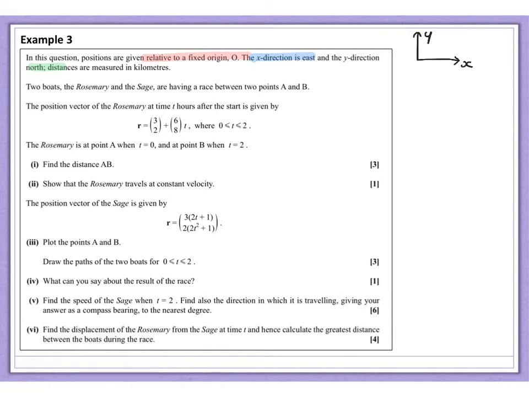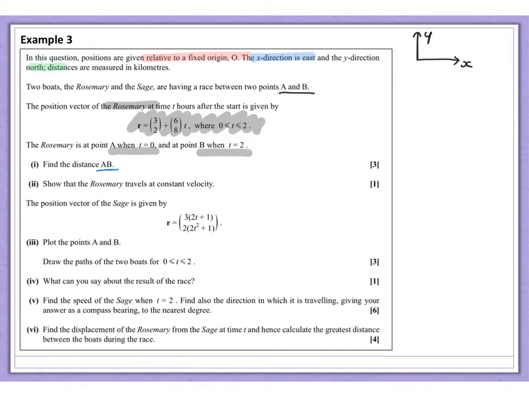Two boats, the Rosemary and the Sage, are having a race between 2 points A and B. We're given the position vector of the Rosemary, and we're given some initial conditions. The Rosemary is at point A when t equals 0 and point B when t is equal to 2. So part 1, find the distance AB.